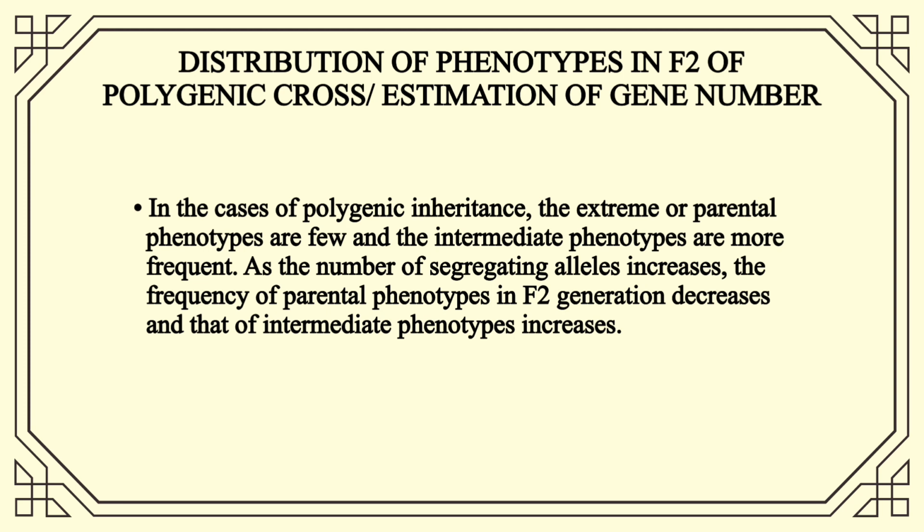As the number of segregating alleles increases, the frequency of parental phenotypes in the filial 2 generation decreases, and that of the intermediate phenotypes increases. Thus, the number of genes involved in polygenic inheritance can be judged from the frequency of phenotype distribution.